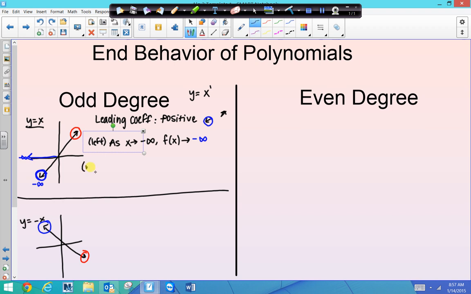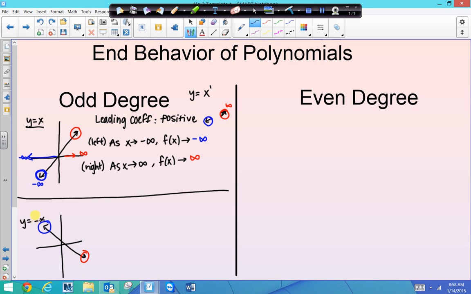And we do the same thing for the right side of the graph. So as x goes, in this case, on and on forever to positive infinity, your f of x values are going up forever towards positive infinity. So that would be your end behavior if your leading coefficient is positive and your degree is odd.